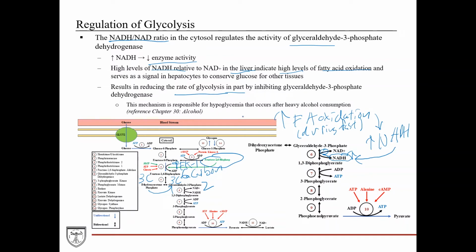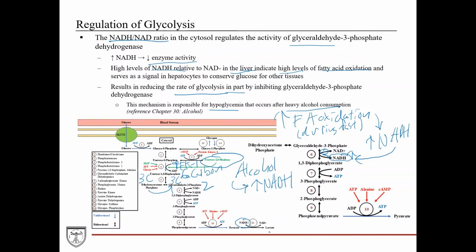This mechanism of NADH relative to NAD also is responsible for hypoglycemia that occurs after heavy alcohol consumption. We'll talk about this in more detail in chapter 30, the alcohol chapter, in unit 4, the nutrition unit. Basically, the thing to take away at this point is that when alcohol gets broken down, the two enzymes that break it down produce high levels of NADH. NADH then gets used up by essentially 2 reactions. This reaction right here, where pyruvate gets converted to lactate.